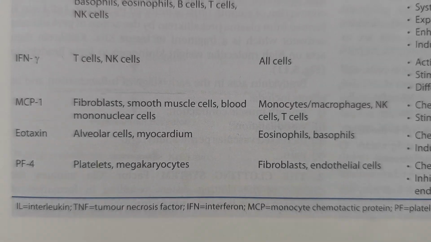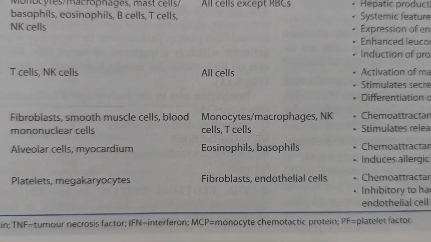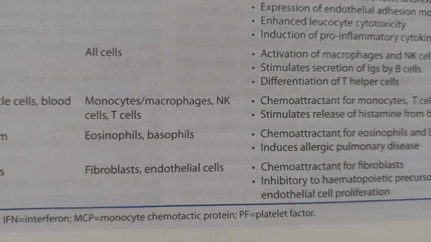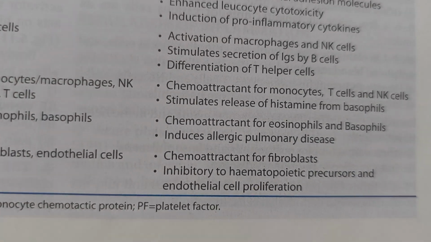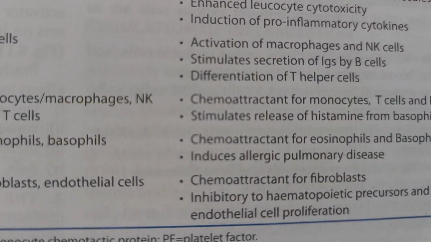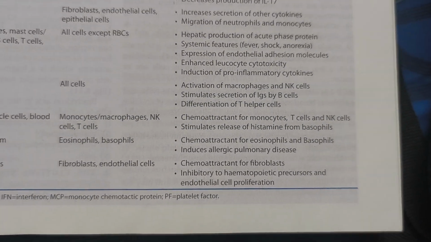MCP1: the source is fibroblasts, smooth muscle cells and blood mononuclear cells. The target cells are monocytes, macrophages, NK cells and T cells. The action is chemoattractant for monocytes, T cells and NK cells, and it stimulates the release of histamine from basophils.